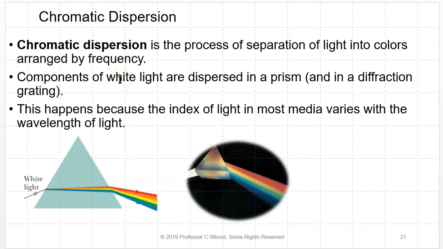Chromatic dispersion is when light separates into colors. In other words, white light has all the different colors in it. When it encounters a medium with an index of refraction higher than air, and you have the shape this way, a prism, then you have a splitting of the colors. It's because the index of refraction in most media varies with the wavelength of light, and typically the shorter wavelengths are bent more than the longer wavelengths.